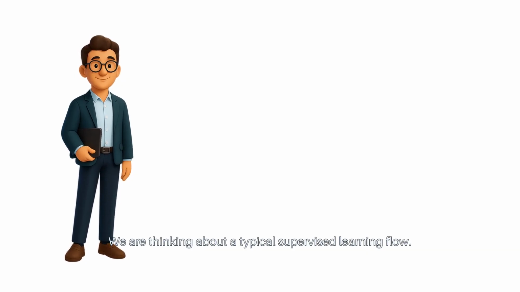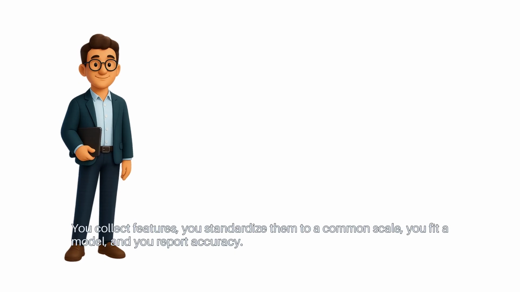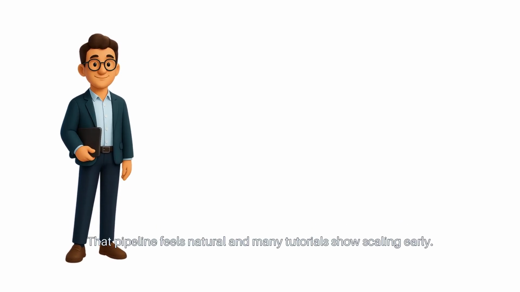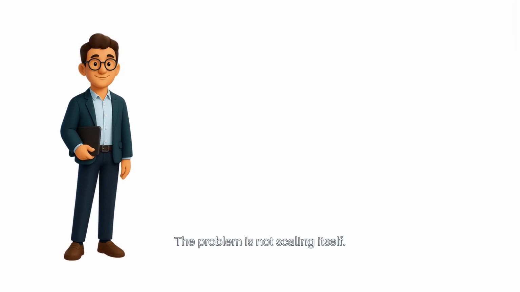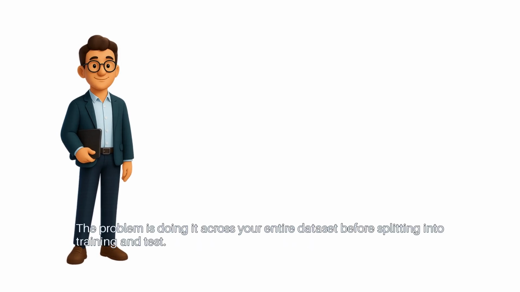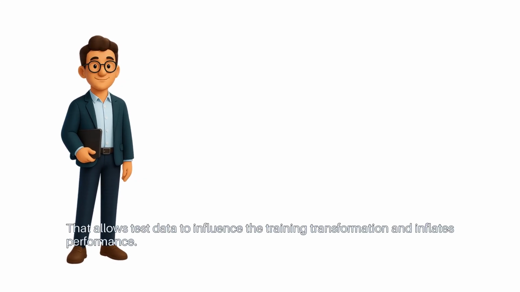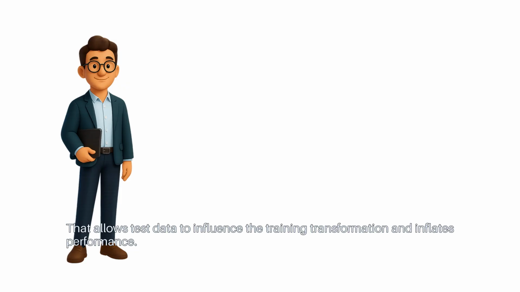We are thinking about a typical supervised learning flow. You collect features. You standardize them to a common scale. You fit a model, and you report accuracy. That pipeline feels natural, and many tutorials show scaling early. The problem is not scaling itself. The problem is doing it across your entire dataset before splitting into training and test. That allows test data to influence the training transformation and inflates performance.